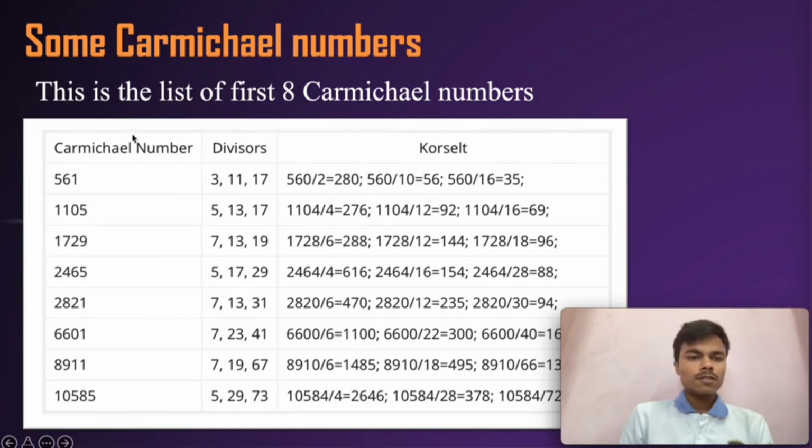Look at some Carmichael numbers. This is the list of the first 8 Carmichael numbers, proved by Korselt's criterion, as Korselt was the first one who described Carmichael numbers, but he did not give any example. Later, in 1910, Carmichael discovered the first Carmichael number, which is 561. That is why we call it a Carmichael number.